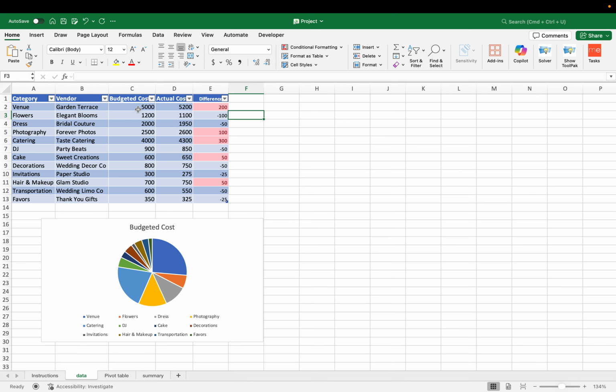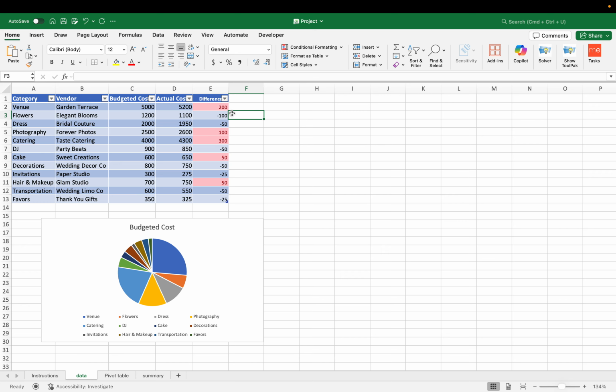Then next we have the budgeted cost, which is the amount originally planned for that expense. And then we have the actual cost, which shows what was actually spent. So then finally, the spreadsheet calculates the difference between the budgeted cost and actual cost, and it helps us clearly see what expenses went over or under the budget.